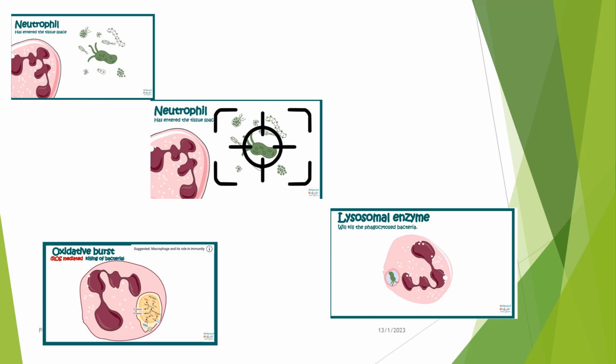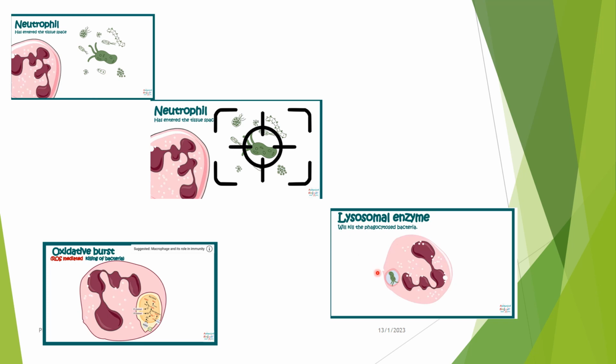Once they have come into the tissue space, they have seen or recognized the bacteria. Once they have recognized the bacteria, the bacteria as well as the neutrophil try to attract each other. The neutrophil tries to target the bacteria, and the bacteria also sends signals outside so that there is an attraction of the neutrophil towards the bacteria. This process is called chemotaxis. Once this chemotaxis takes place, the neutrophil moves totally around the bacteria and tries to chase and kill it.